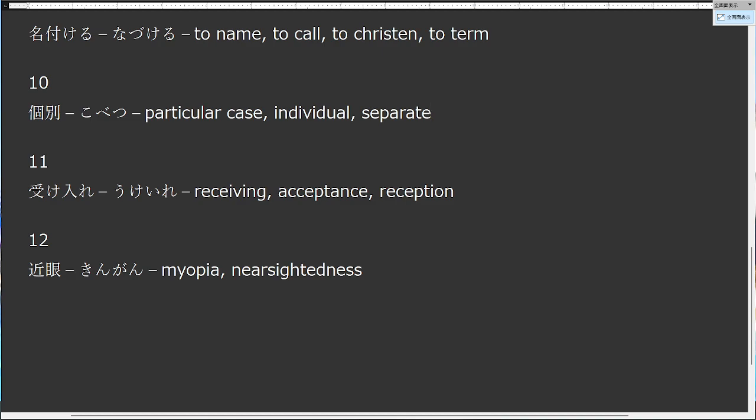Kobetsu desu is a particular case or an individual. Kobetsu is an individual case. Kobetsu is an individual or a particular case of something. Kobetsu desu is an individual case, separate, or a particular case.